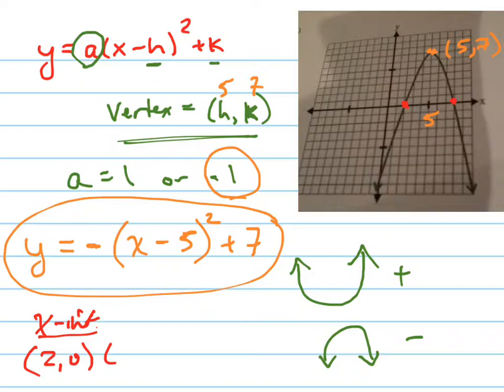No, that's not 7. 5, 6, 7, 8. (8, 0). Right? Is that 8 or 7? That's (8, 0). (2, 0), (8, 0). Those are your x-intercepts. Now let's do the y-intercepts.